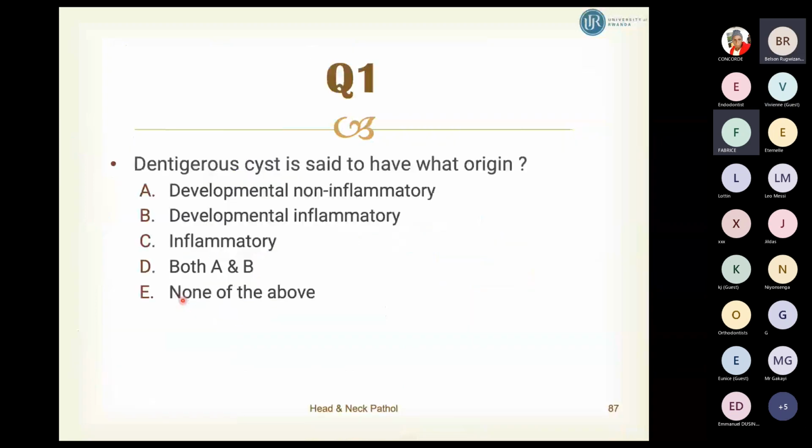So if no question, then I ask mine. So the dentigerous cyst, is it said to have what origin? Is it developmental non-inflammatory, developmental inflammatory? Is it just inflammatory, both A and B, or none of these? Someone with an answer can open your microphone and talk. Nobody is following.